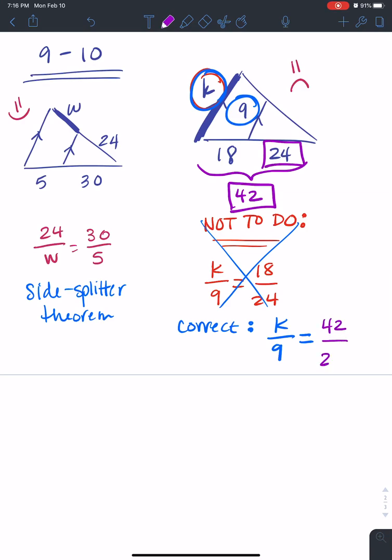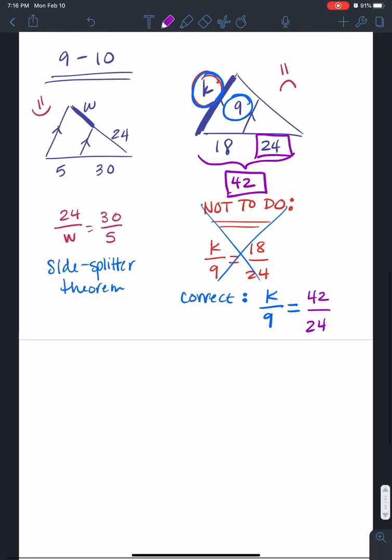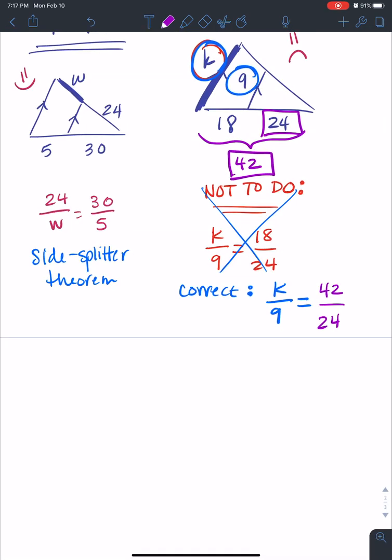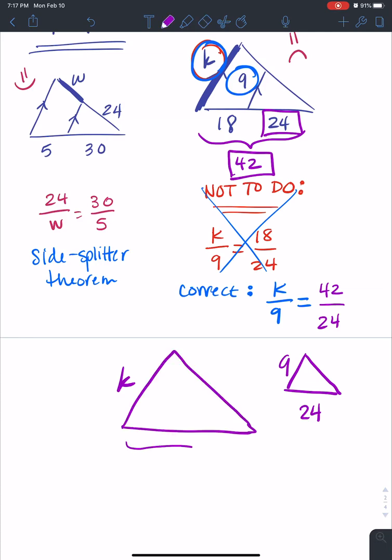42 over 24. If you're still confused, like I've said multiple times in class, you should draw out the two separate triangles. I'm going to draw my small one with a 9 and a 24. Then let me draw my big one here, which is K. And keep in mind this whole side is not 18, it's 18 plus 24, which is 42.